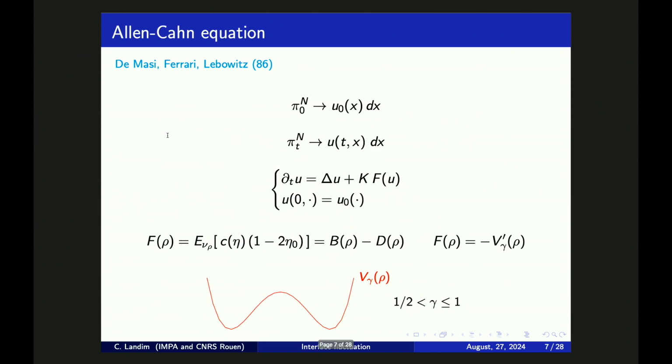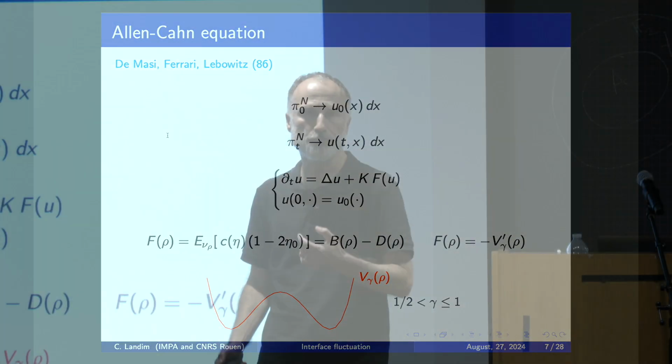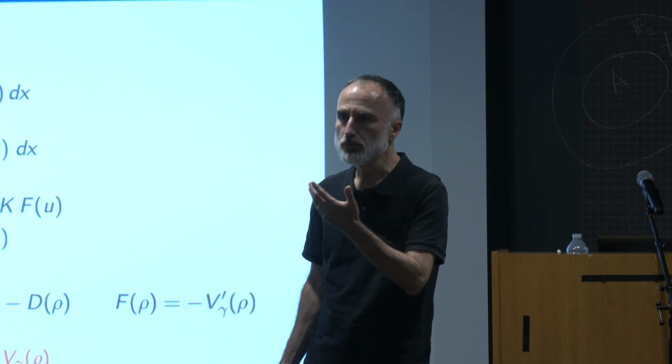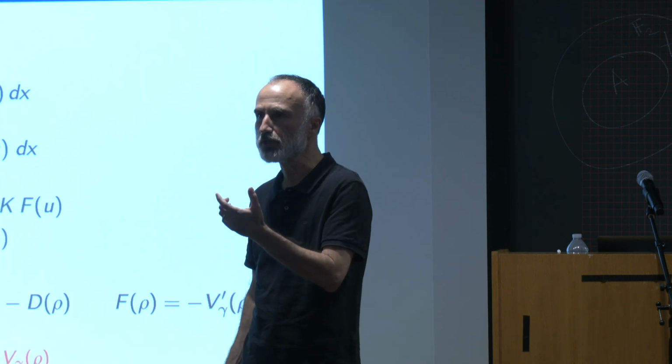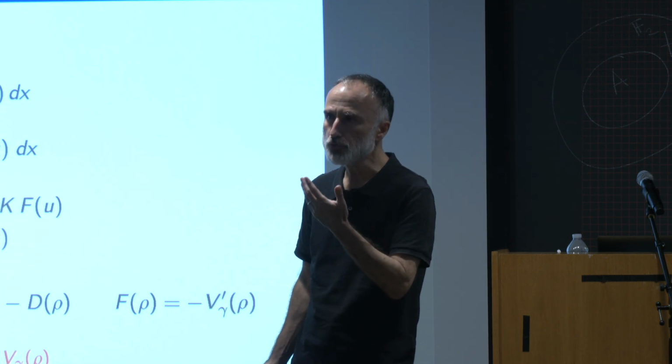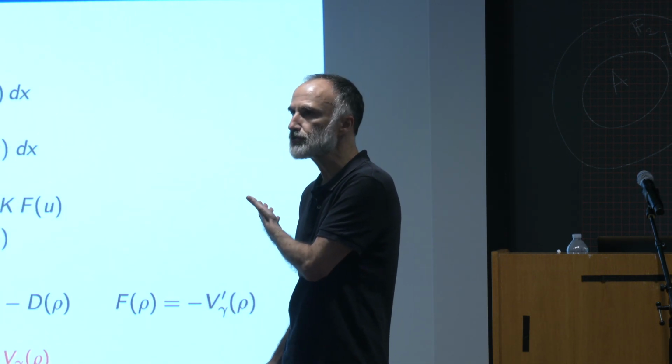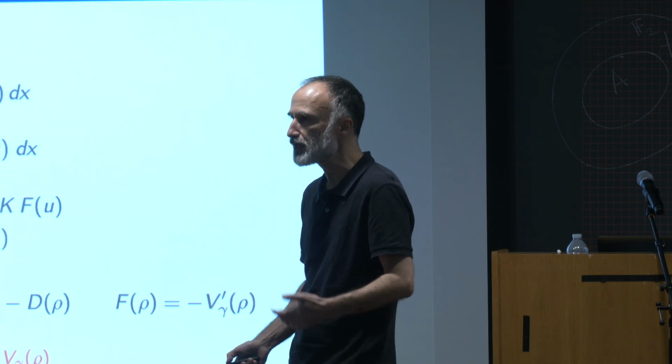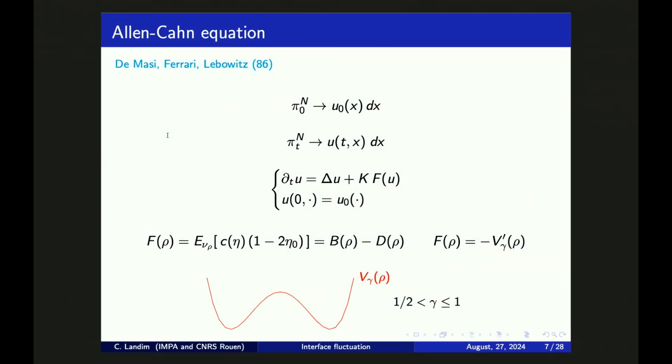So what you expect is that locally, if you look in a box, the distribution of particles in that box should be very close to the distribution of the stationary state of the exclusion, which are Bernoulli measures. And therefore, what you expect is that the reaction term will be given by the expectation under the Bernoulli measure, which is the stationary state for the exclusion, of C times 1 minus 2 eta.